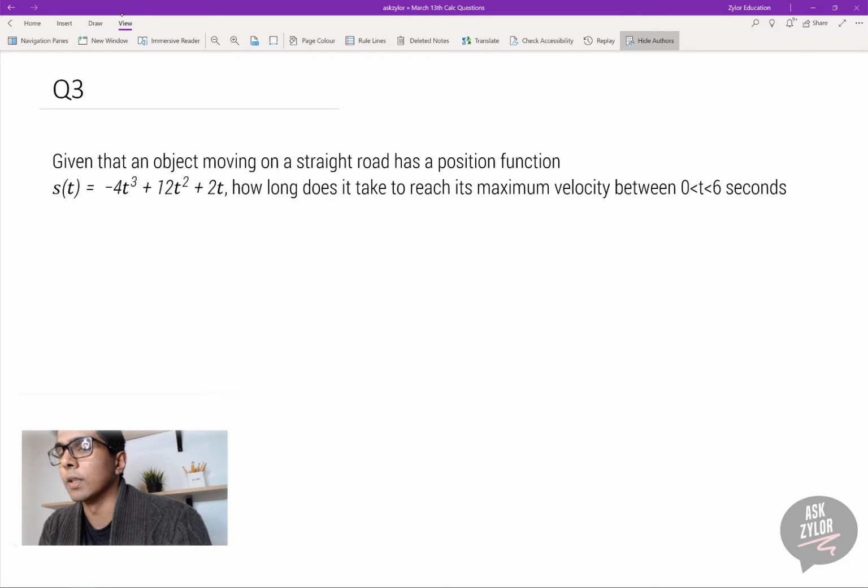So our next question tells us that we're given an object moving on a straight road. It has a position function s of t. How long does it take to reach its maximum velocity between 0 and 6 seconds? So once again, when we're analyzing the absolute maximum or minimum, we need to evaluate the endpoints of the interval as well. So we need to see when t is equal to 0 and when t is equal to 6.